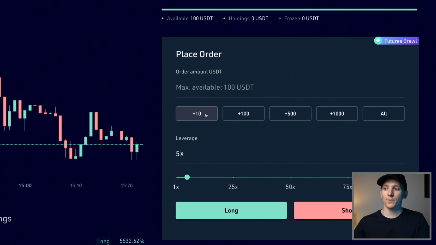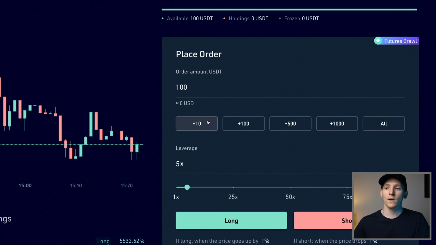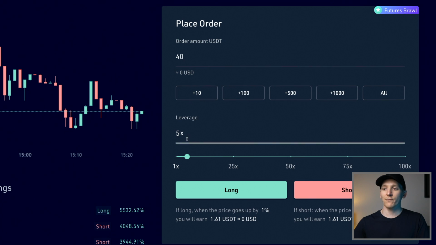So let's say I want to put $100 on, I can click 100, but then you can add another 10 to this. You can do that. And then obviously add 500 and it goes on forever. So what you can see here is 5x leverage that I've got. Obviously you can turn this up.